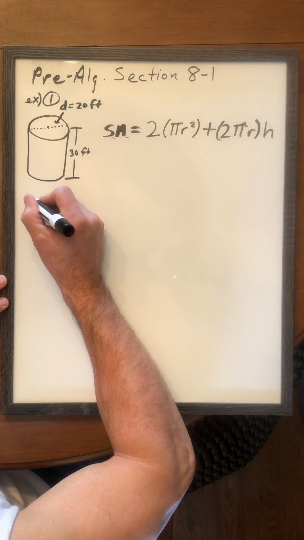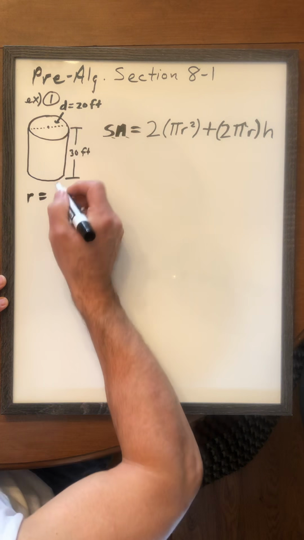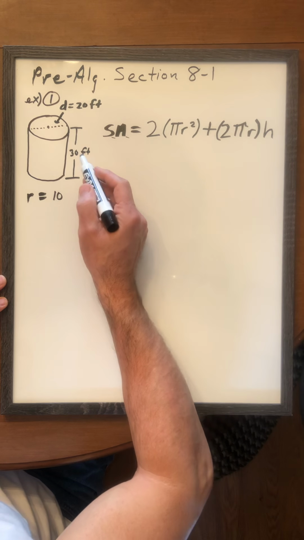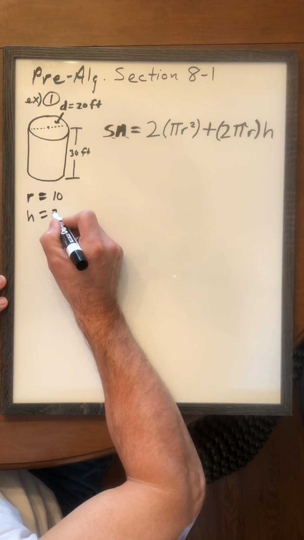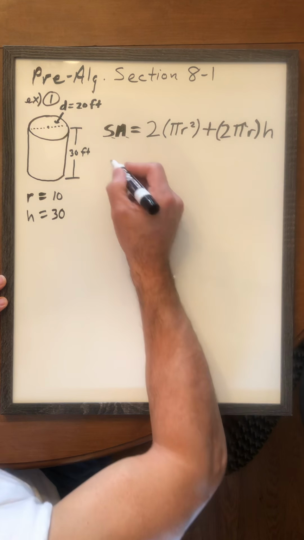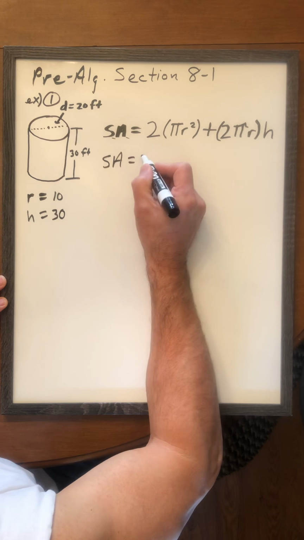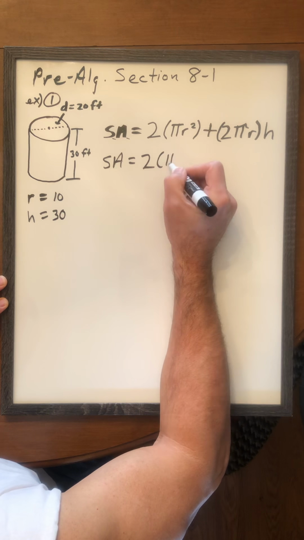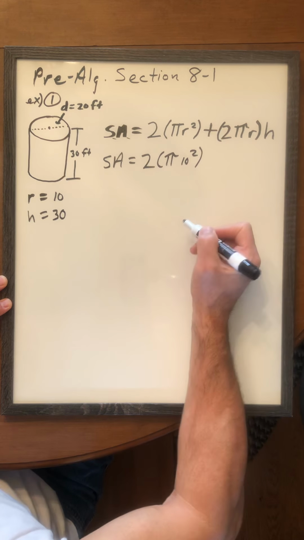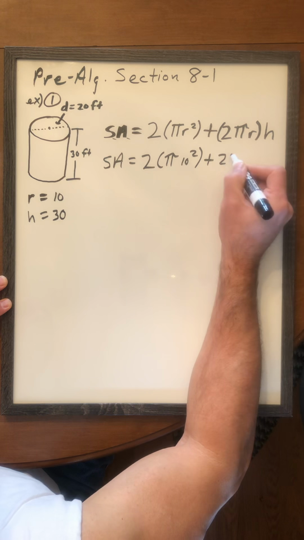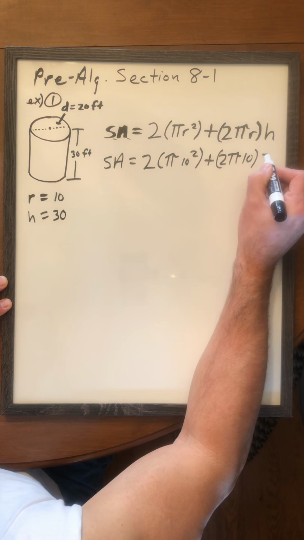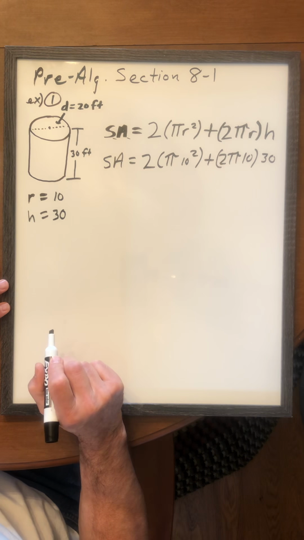So in this case, our r is going to equal half of 20, and so r is going to be 10. Our h in this case is going to be 30. So those are the numbers we need to plug into our formula. So the surface area equals 2 times pi, and we're going to leave pi in there. Our radius is 10, so that's 10 squared, plus 2 pi, and then we plug in 10 again, and our height in this case is 30.